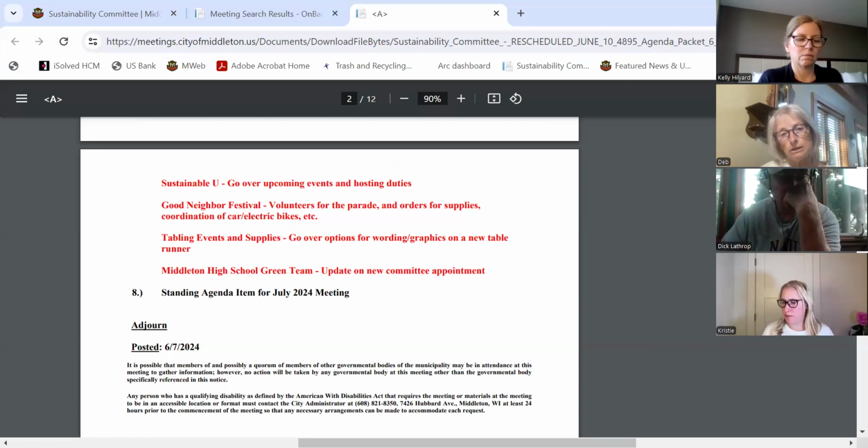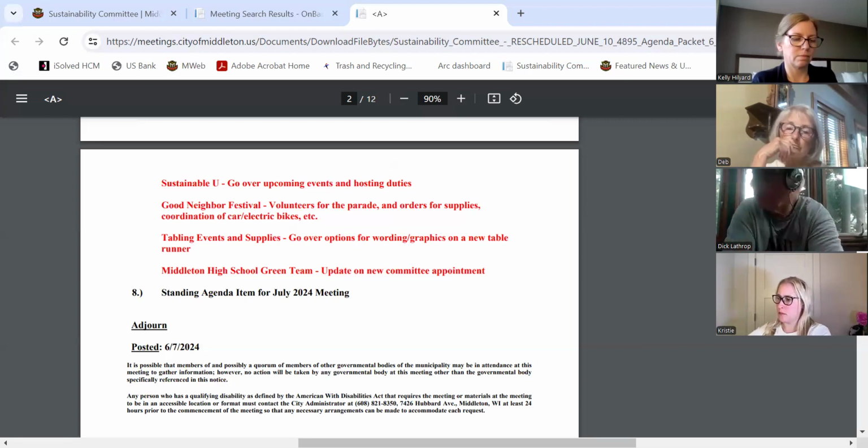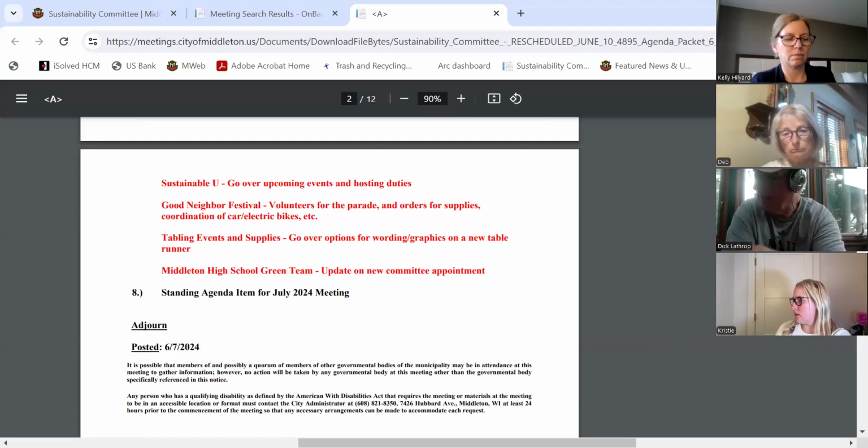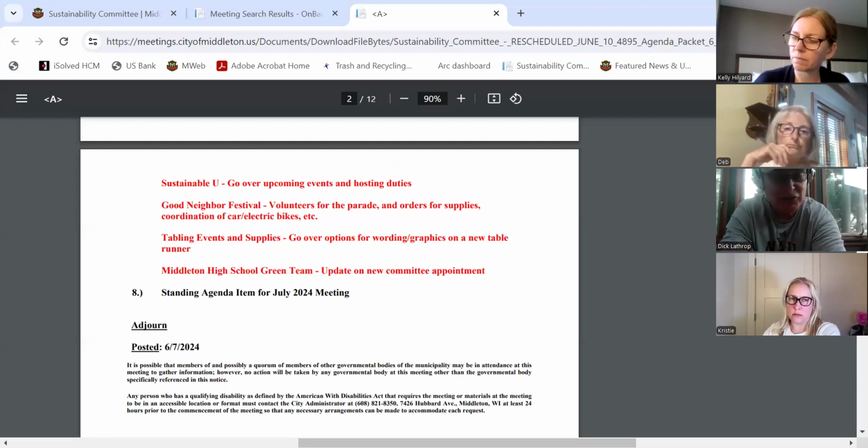Okay. Dick, anything else I'm missing? No, I think you pretty well covered it. It helps for the branding idea of our committee to get everybody that's in the parade to all have that dark red Sustainable Middleton T-shirt. They look nice, and I think we're all wearing them. It shows that we're really in this together, and I think it's worth the extra $20.